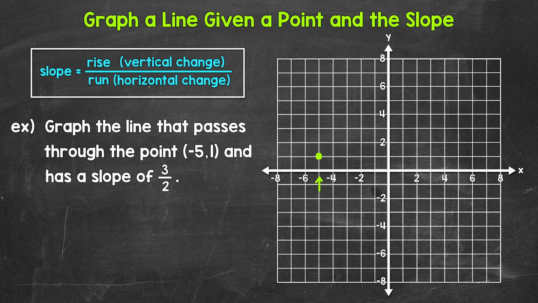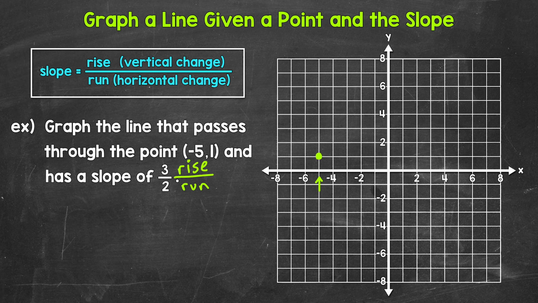So let's move on to our second step, where we will use the slope to plot the second point. The slope here is 3/2. And remember, for slope, it's rise over run. So the vertical change over the horizontal change. 3 is the rise over, and then 2 is the run.